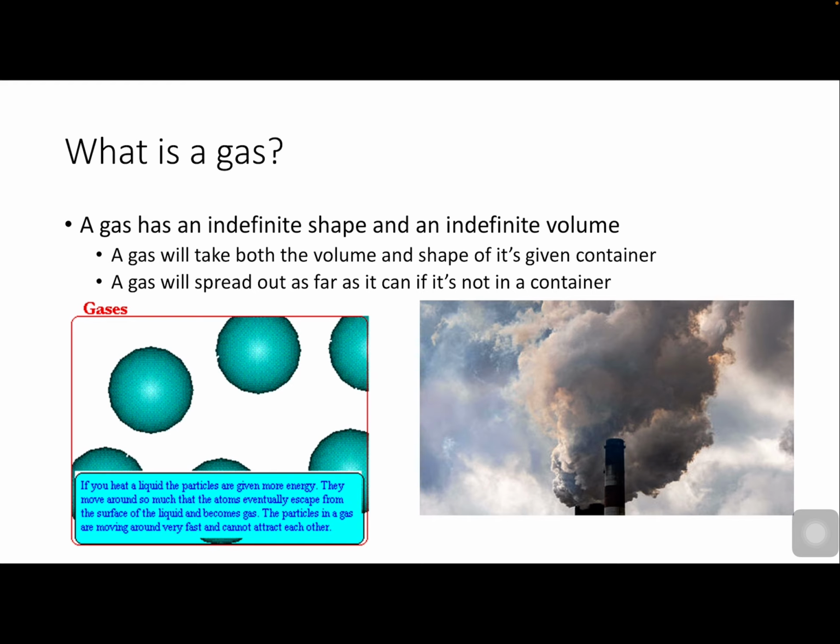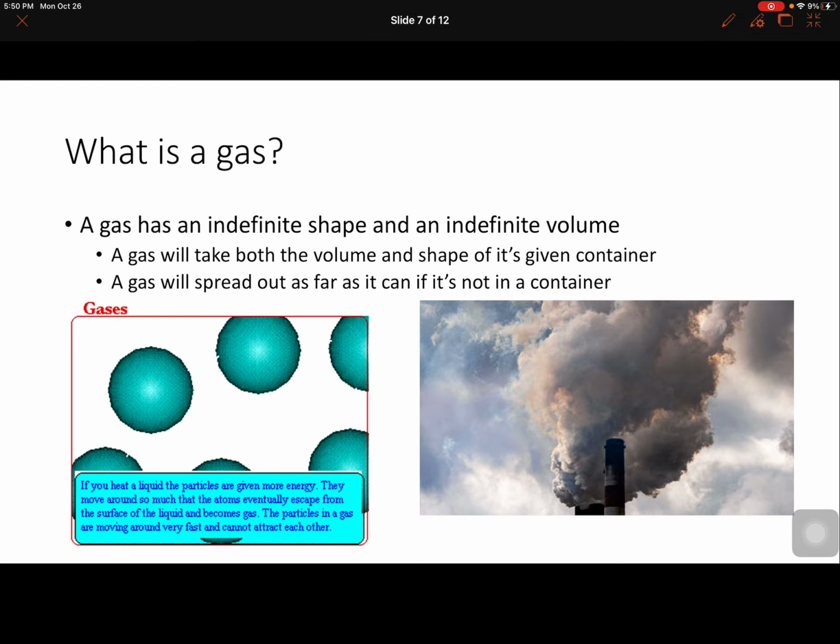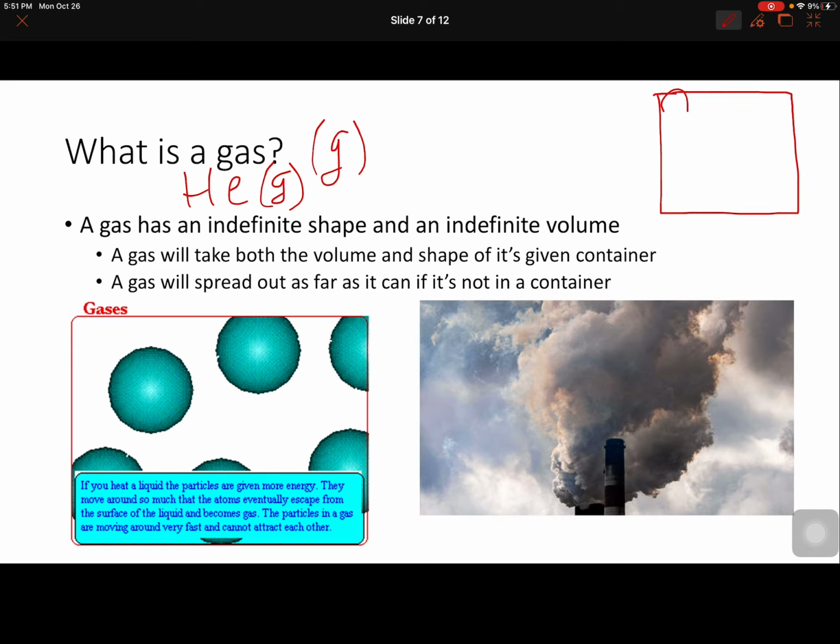By the way, the symbol for a gas is the letter g, a lowercase g in parentheses. So for example, He (g) tells you that's helium gas. And in your particle diagram, you want to make sure these particles are as spread out as they possibly can be. So that is what we do.